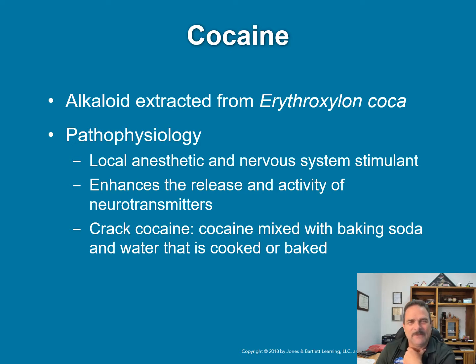Occasional use of a less pure solution will not create as much psychological or physiological dependence. Cocaine users with serious dependence problems may have significant health conditions as well as social and psychological challenges. Pathophysiology of this: cocaine is a local anesthetic and a nervous system stimulant. It enhances the release and activity of neurotransmitters in the body, to include norepinephrine, dopamine, and serotonin. Dopamine activity creates a euphoria that features enhanced alertness and a tremendous sense of well-being.